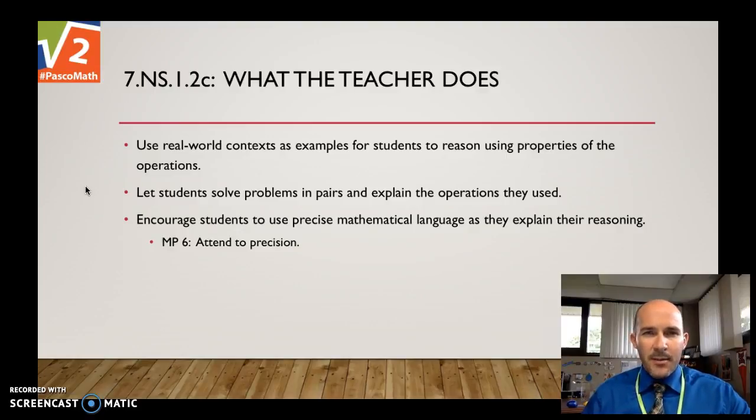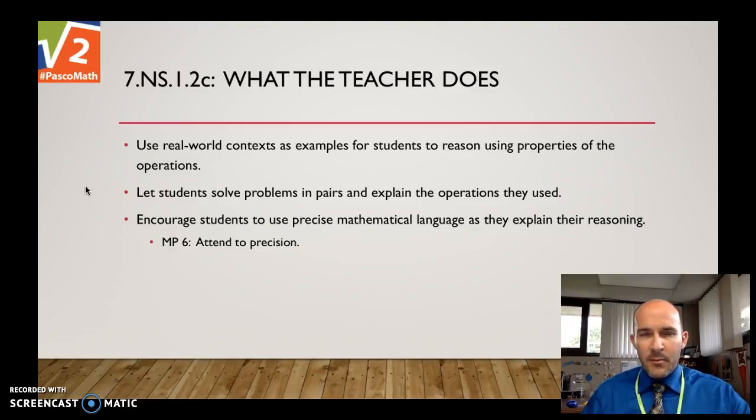Let students solve problems in pairs and explain the operations they use. So pick specific problems that highlight these properties and then have the students talk through what properties were coming out of the math that they were doing to solve those problems. Also encourage students to use precise math language as they explain their reasoning. Again, math practice 6, attention to precision.